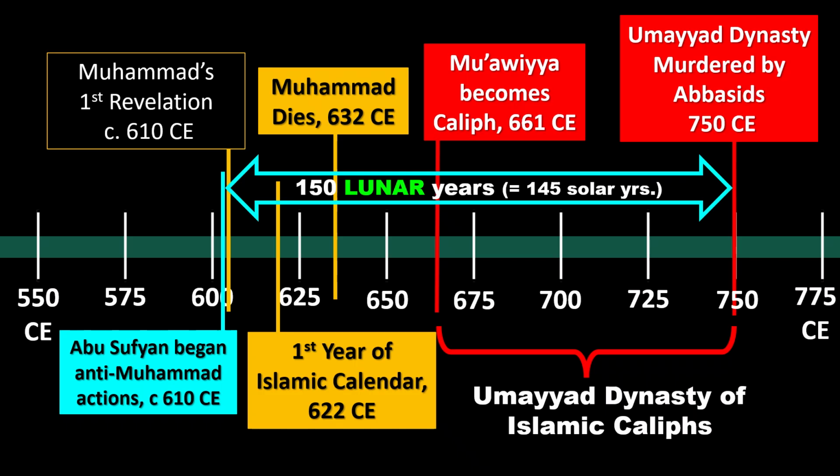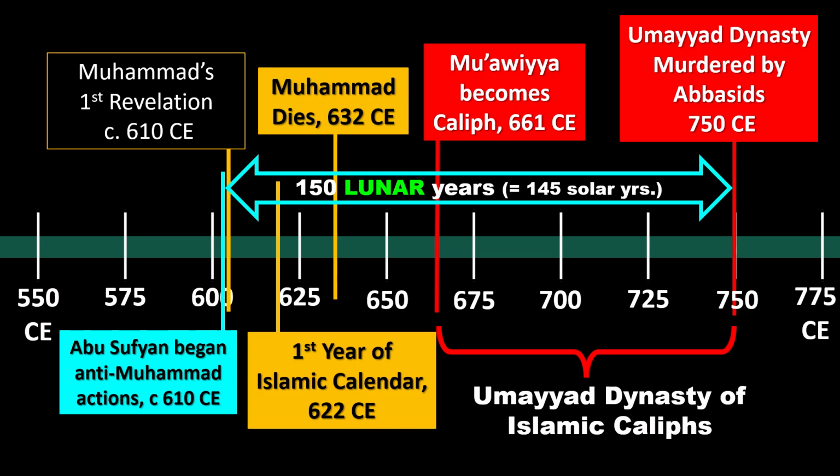That is the starting point for the 150 lunar years, 145 solar years of torment mentioned in verses 5 and 6 of chapter 9. The beginning of the Umayyad dynasty of Sunni caliphs began in the year 661, when Muawiyah became the 5th caliph. That's the red box in the center. The seat of the Umayyad Caliphate was Damascus, Syria.